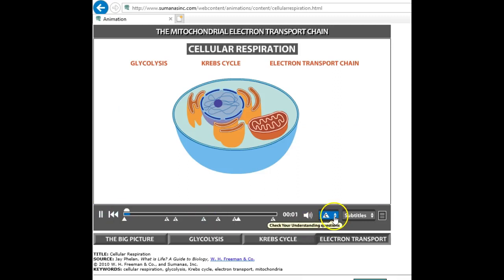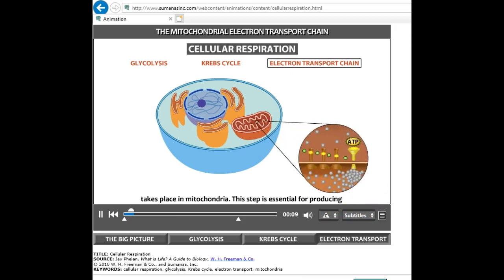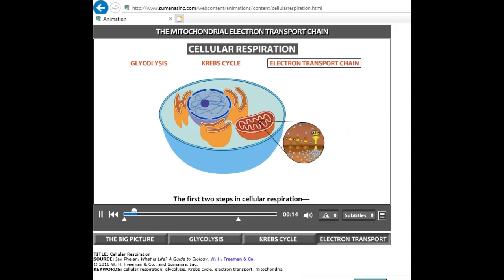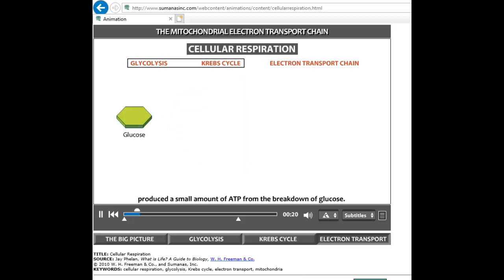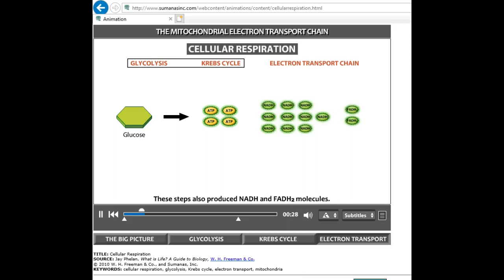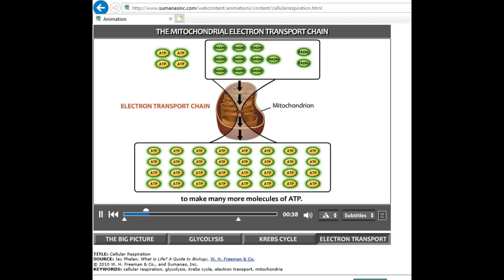The last step in cellular respiration, called the electron transport chain, takes place in mitochondria. This step is essential for producing enough ATP for animals and many other organisms to survive. The first 2 steps in cellular respiration, glycolysis and the Krebs cycle, produced a small amount of ATP from the breakdown of glucose. These steps also produced NADH and FADH2 molecules. Through the electron transport chain, the cell can now use the energy in NADH and FADH2 molecules to make many more molecules of ATP.